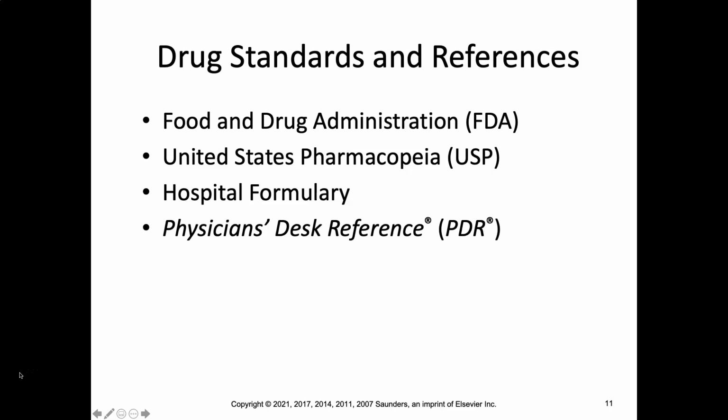Some places that give you information about drug standards and references. The FDA's website is absolutely someplace that you can go and find out information about the whole process of how drugs are researched and developed and brought to market. There's also something called the United States Pharmacopoeia, and that is available that you can take a look at.